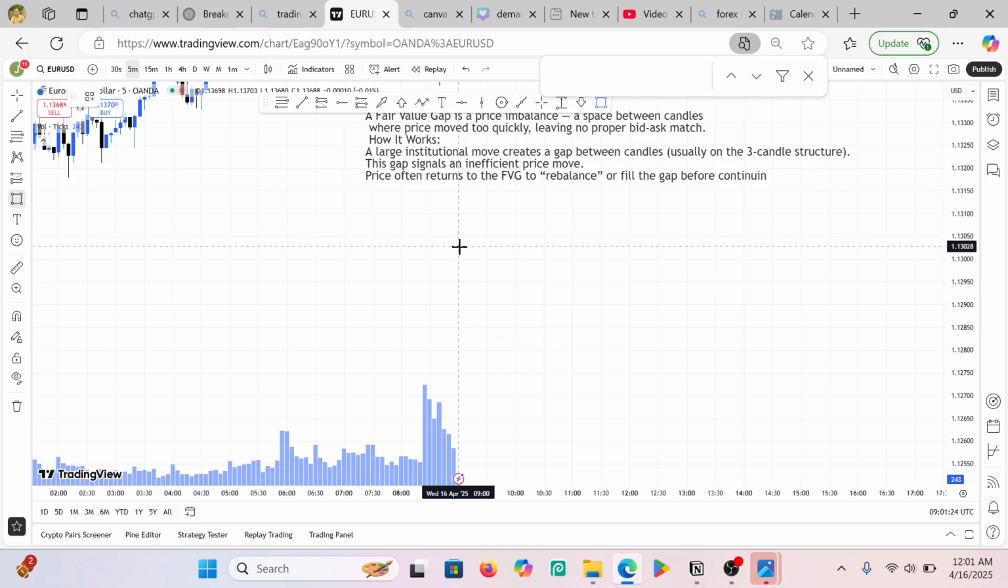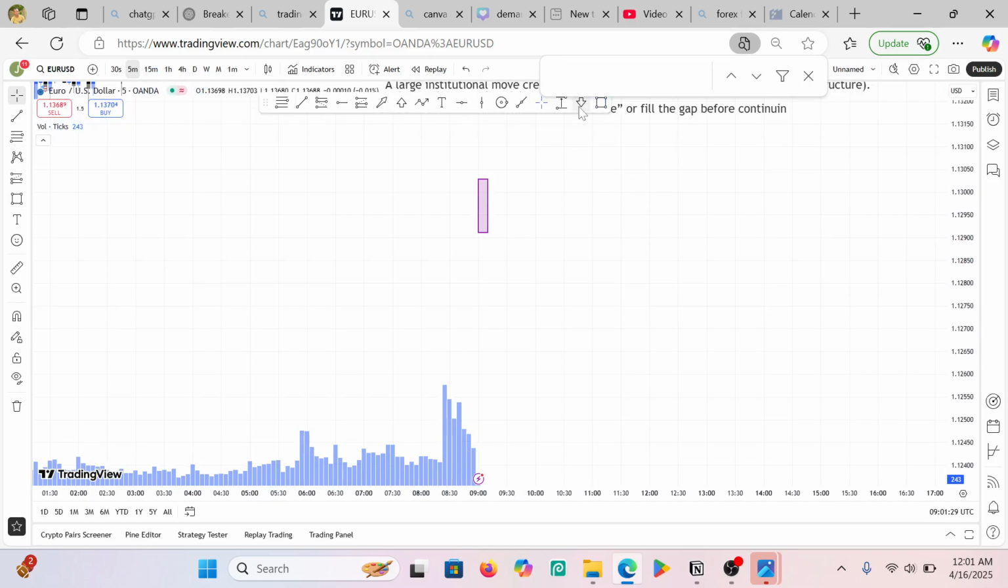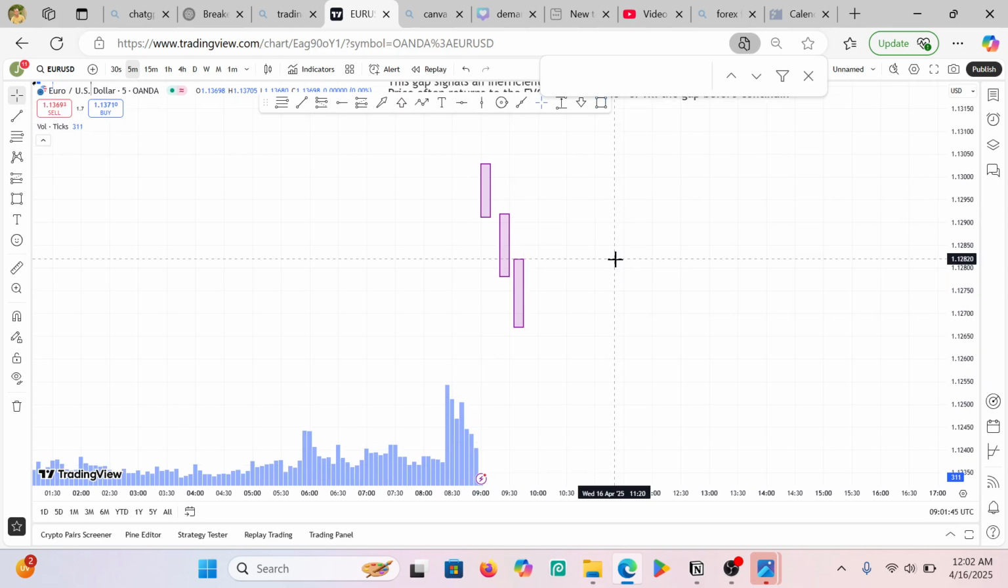A fair value gap is a three candlestick formation. That's the first candlestick, the second candlestick, and the third candlestick. So the space is in between the first and the last candlesticks.